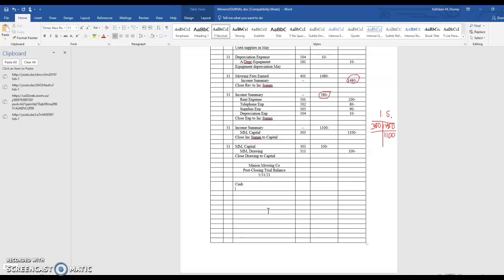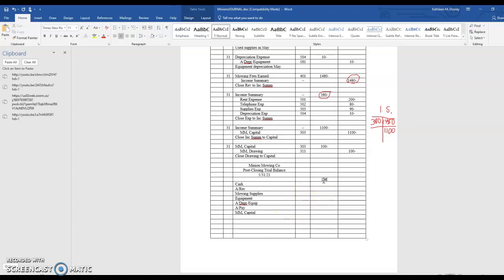So that's cash, receivable, supplies, equipment, accumulated depreciation dash equipment, accounts payable, and then comma capital. Now, all other accounts should have a 0 balance, so they won't be listed on here.